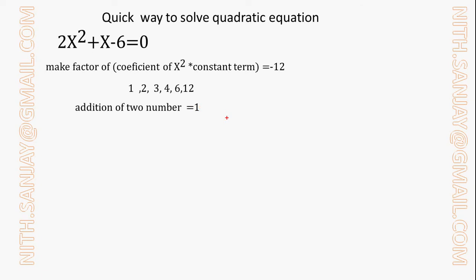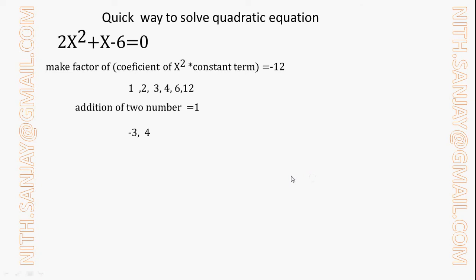So now I can take only 3 and 4. Three has to be negative, this has to be negative, and this has to be positive. Why? Because this should be negative, this should be positive. So the higher number positive, the lower number negative. Okay, got it? So now I will take minus 3 and 4.